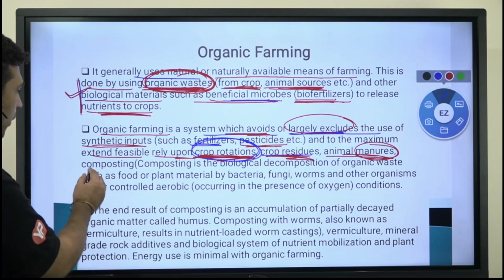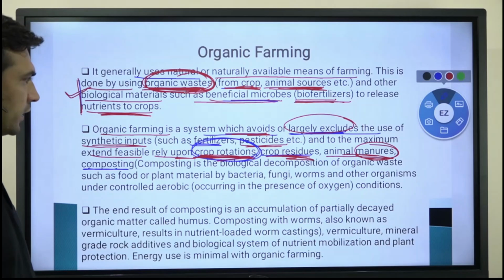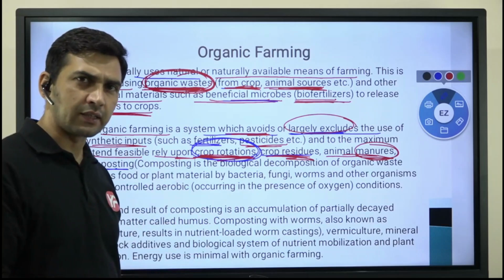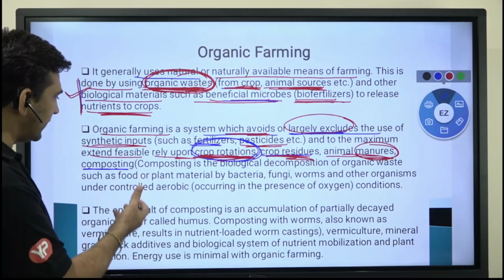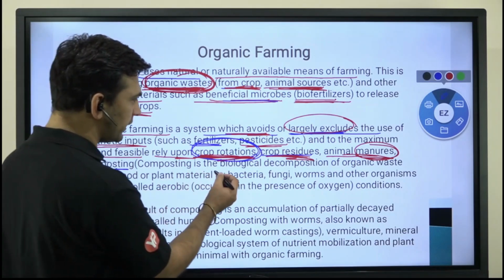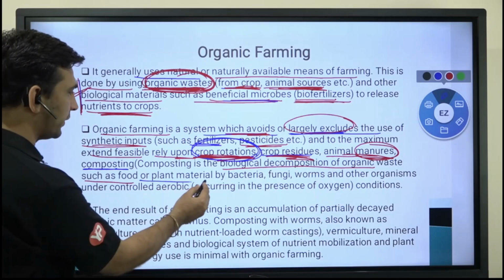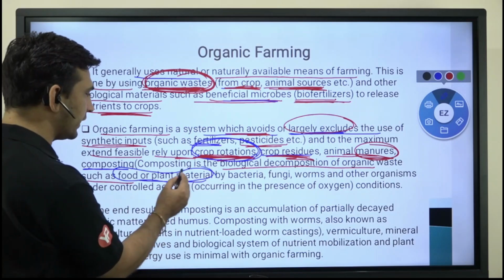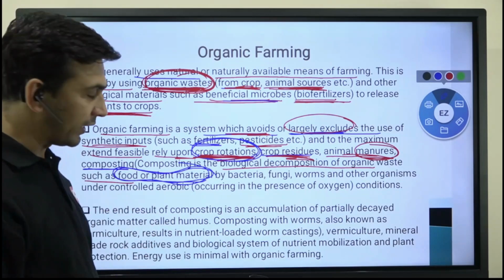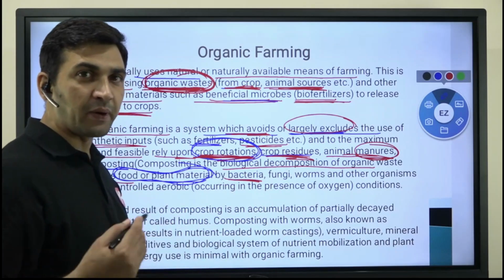And composting, let's try to understand the meaning of composting. Compost is also a kind of fertilizer. But what exactly is the meaning of composting? Let's try to understand. It is the biological decomposition of organic waste such as food or plant material. So whatever the food or plant material, you degrade it biologically. It gets degraded biologically. Who will degrade it? We say biodegradable.